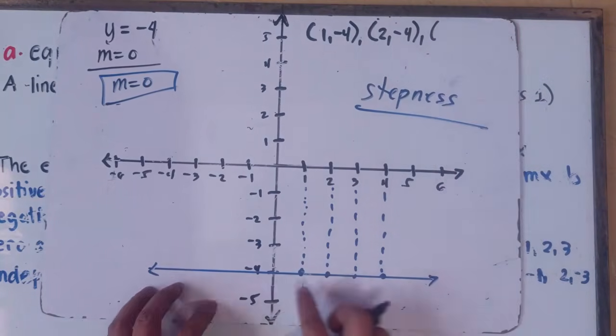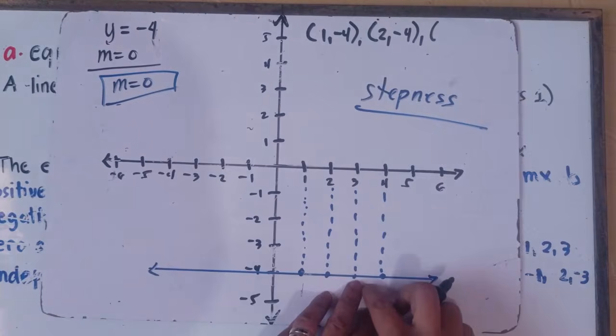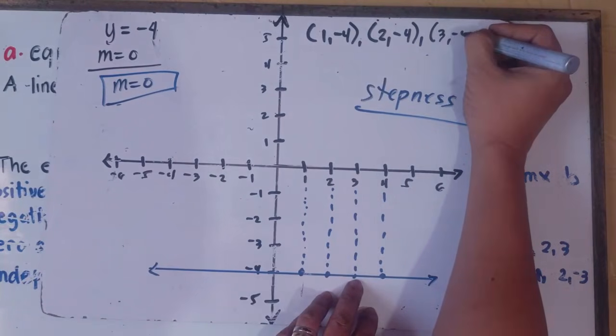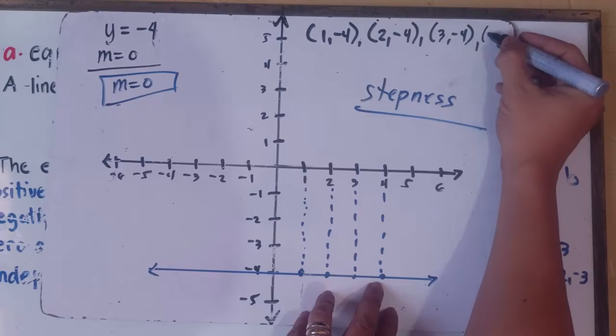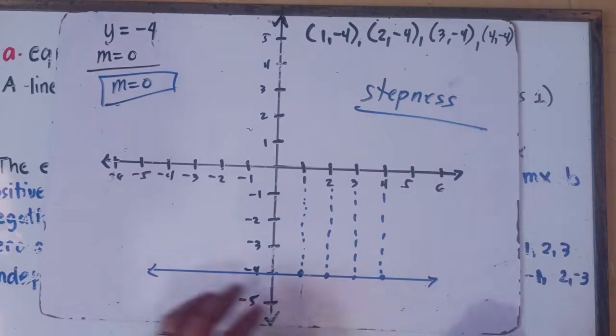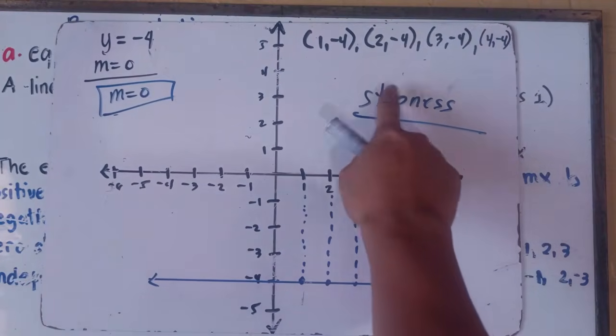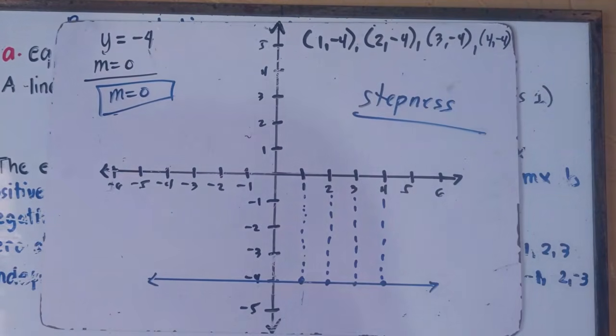Once again, class, with regards to this graph, the following points: positive 3 and negative 4. Last one, we have positive 4 and negative 4. Now, question, class, with these given ordered pairs, can you call this one a function?